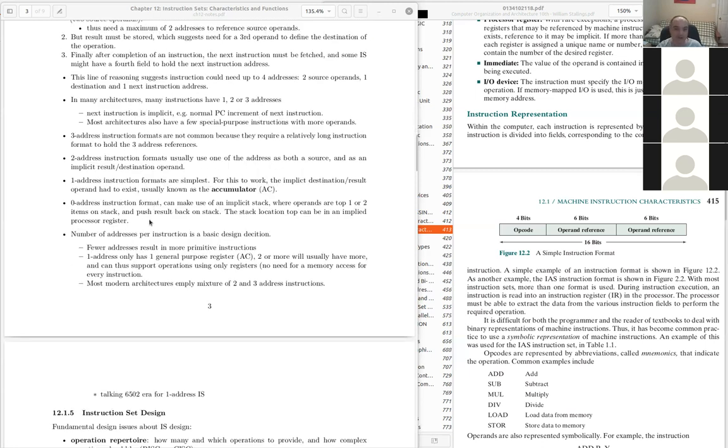And you can even have zero address instruction formats. These rely on a stack, okay? There are actually several high-level languages that are known as stack programming languages, like PostScript is a stack-based programming language.